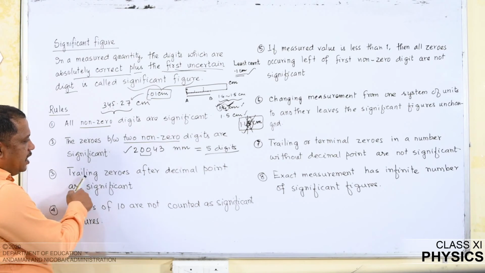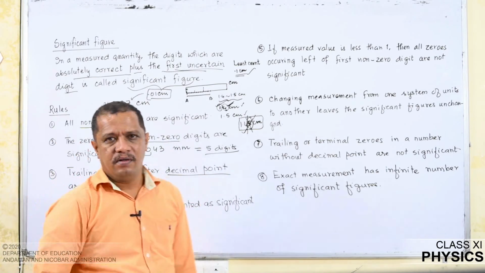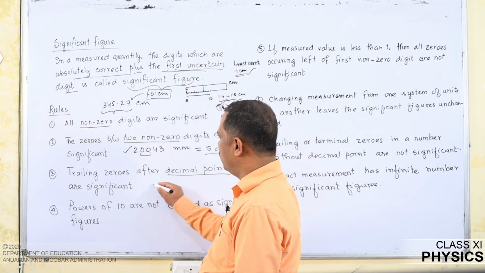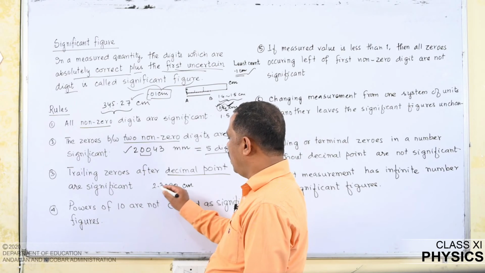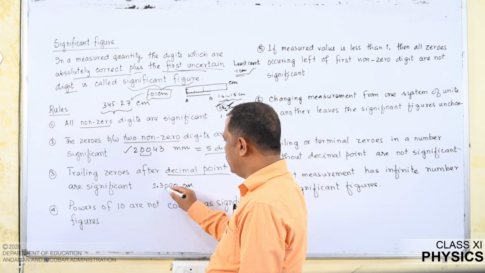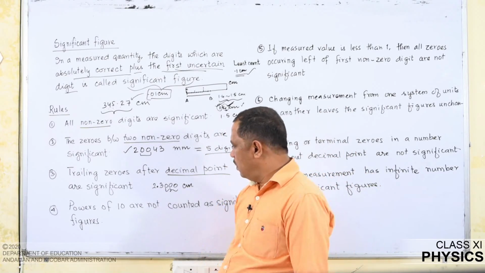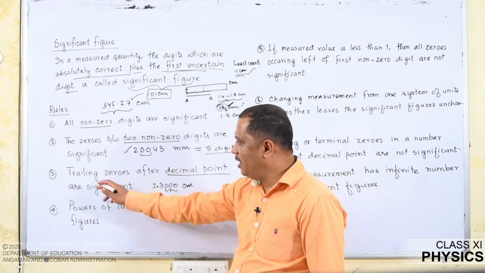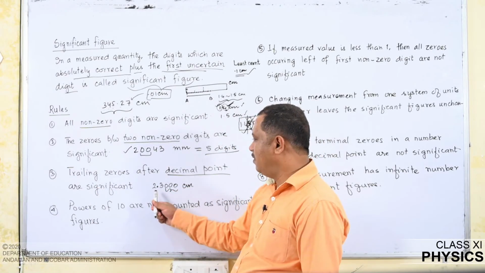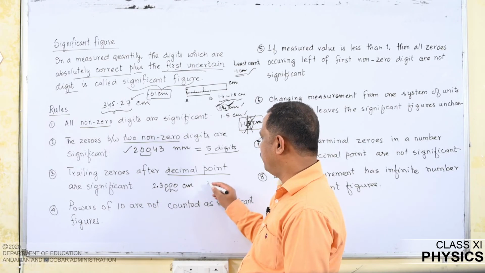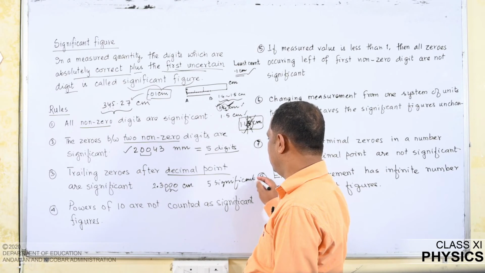Third rule says that trailing zeros after decimal point are significant. What do we mean by this? Let me suppose 2.3000 centimeter. After decimal point, these are trailing zeros, the zeros that come as a tail. In that case, these trailing zeros are also significant. So, in my case, I will have 1, 2, 3, 4, 5 significant figures, 5 significant figures in this case.